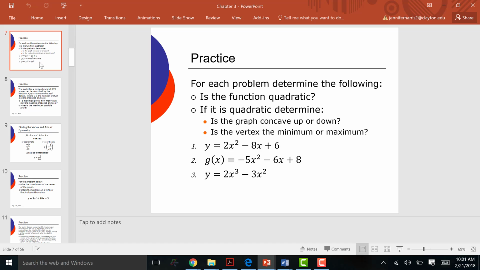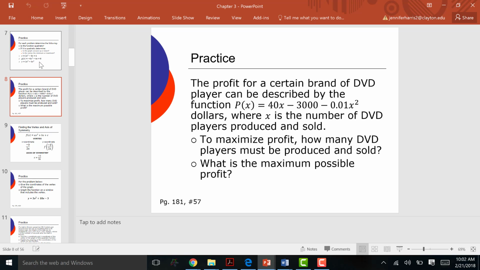Okay, so since we're doing the second half, we finished that. We talked about the DVD players, maximizing. Whenever you see the word maximize or maximum, you're going to need Desmos to type it in so you can find the point at the tip top of the curve. Okay, so that's where we left off last time.